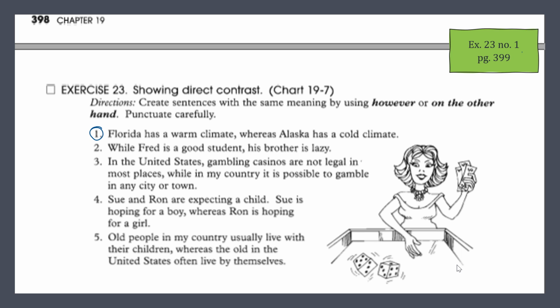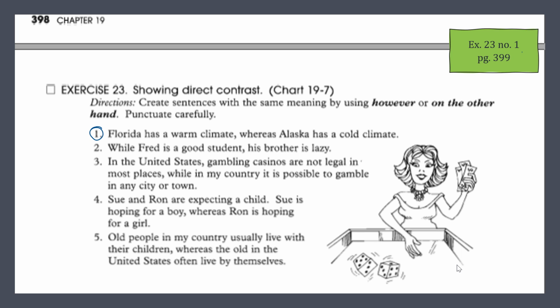For example, if we use however: Florida has a warm climate, full stop. However, with capital letter H, however, Alaska has a cold climate, full stop. Then the second possibility: Florida has a warm climate, full stop. Alaska, however, has a cold climate. And the third: Florida has a warm climate, full stop. Alaska has a cold climate, however, full stop. The punctuation is the same for on the other hand.